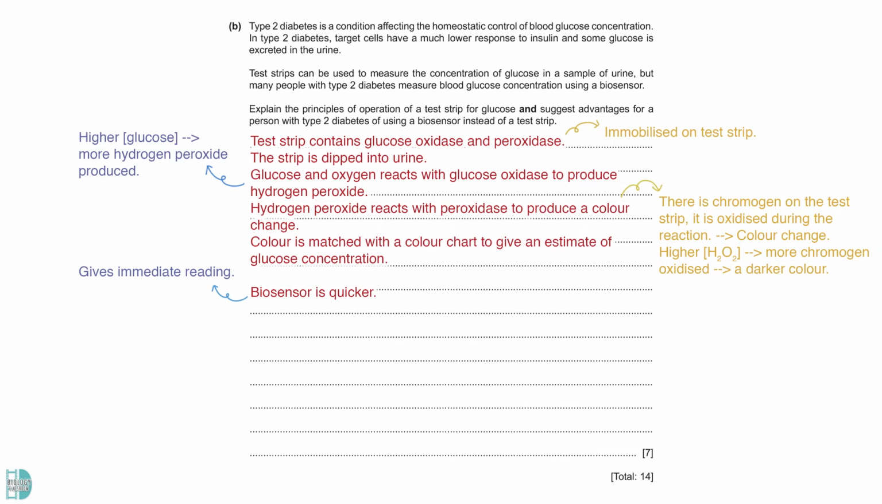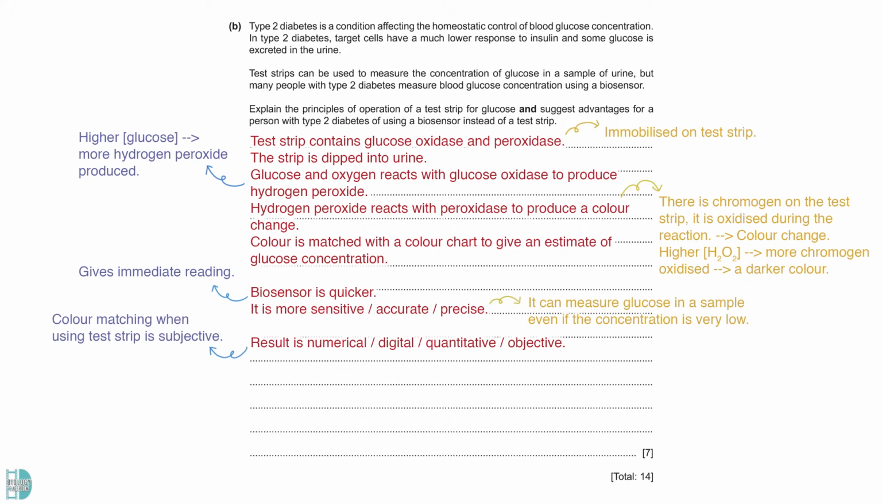A biosensor is quicker than a test strip. It gives an immediate reading. A biosensor is more sensitive. It can measure glucose in a sample even if the concentration is very low. The result is numerical or quantitative. Color matching is not required, so it is objective.